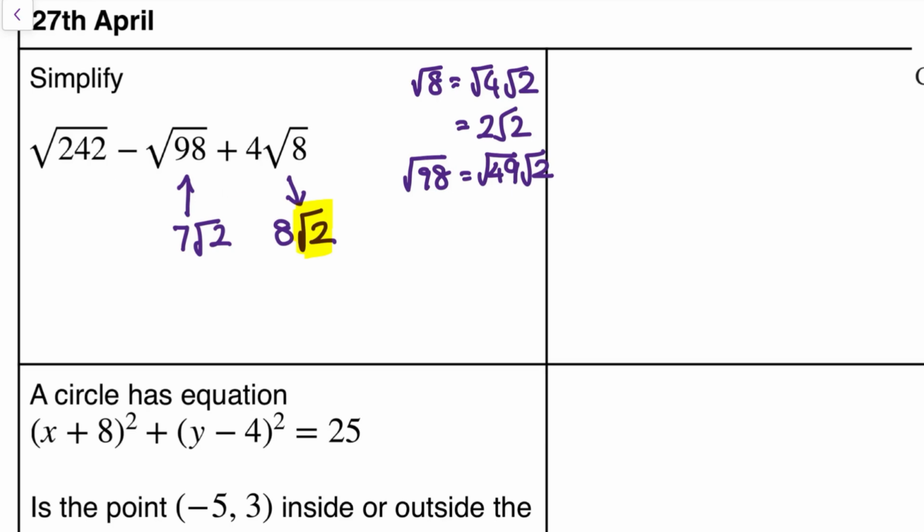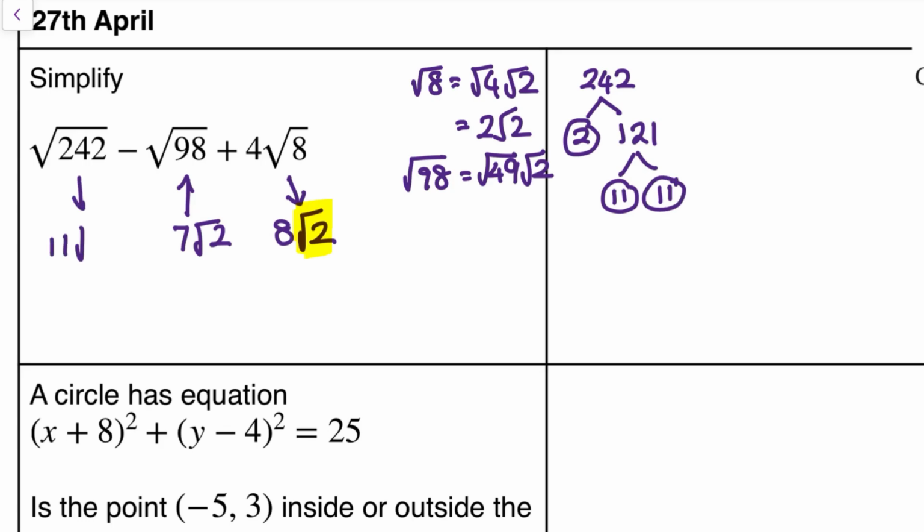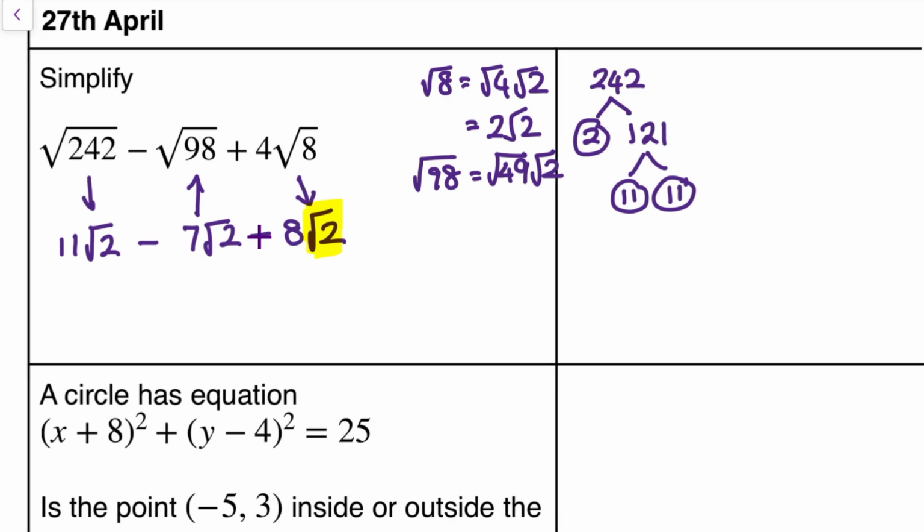And then similarly with 242, well that is definitely a bit more tricky, isn't it? So 242, let's divide by 2, let's just do a prime factor tree, which is going to give me 121. And actually I feel a bit better now because I know that is 11 squared. So therefore I can say this one here is the same as 11 root 2. So I've got 11 root 2 minus 7 root 2, add back 8 root 2, altogether that's going to give me 12 root 2. Again, the point of this question, I can only add or subtract surds when it's the same surd that I'm adding or subtracting.